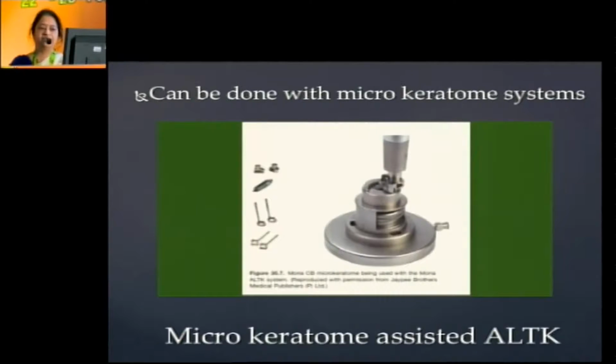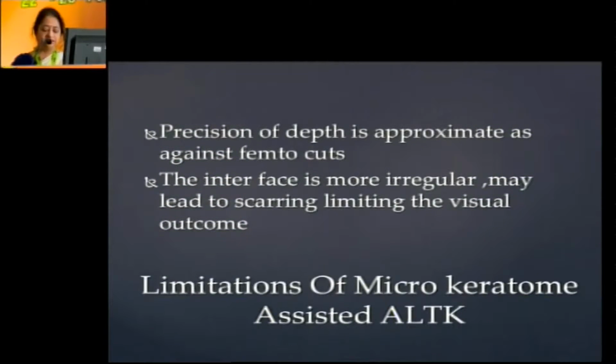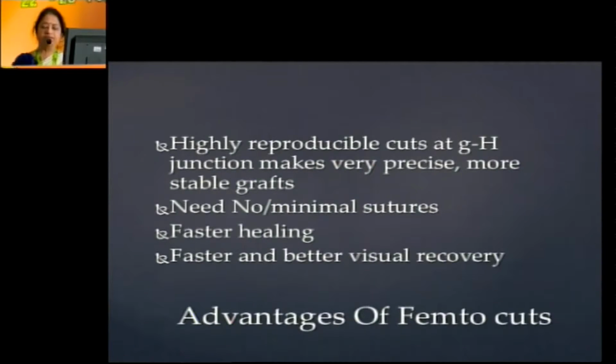When we started anterior lamellar, we had manual dissections by which we approximately used to calculate the depth and do the dissection, and then came the era of microkeratome assisted anterior lamellar graft. The limitations of the microkeratome were that the precision of the depth was plus minus 25 microns, and the interface was not as smooth as we wanted it to be, and therefore it was a limiting factor for the visual recovery in these patients.